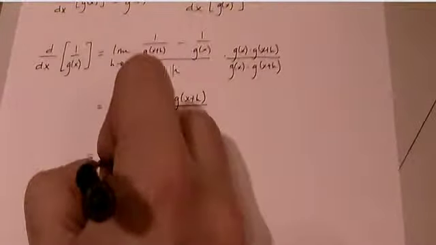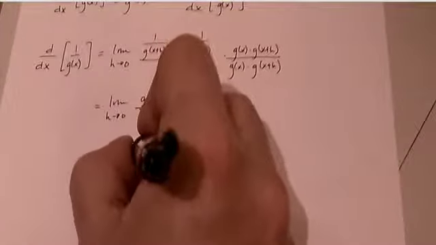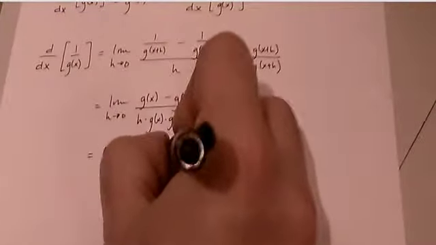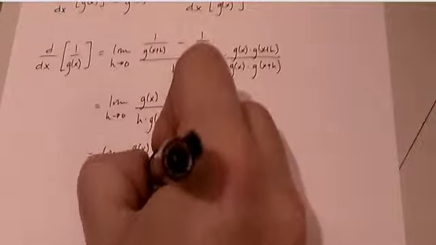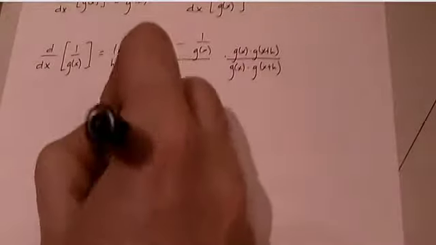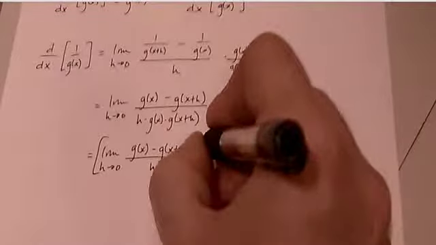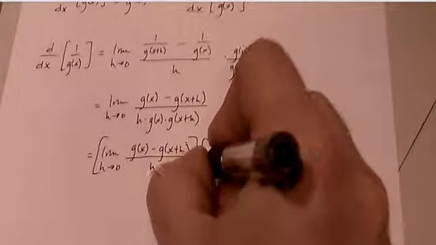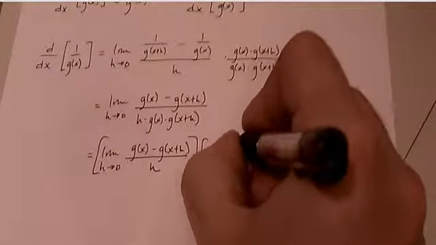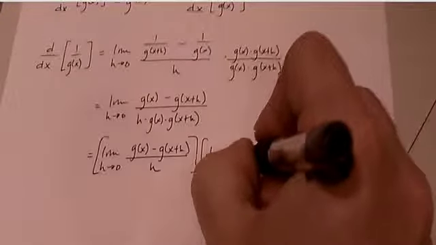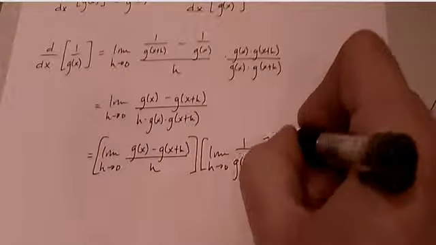So what we're going to do is remember that the limit of a product can be broken apart into the product of several limits. So we're going to go ahead and leave this like this, okay? And then we're going to have another limit as h approaches 0 of 1 over g of x plus h. And then we're just going to have 1 over g of x.